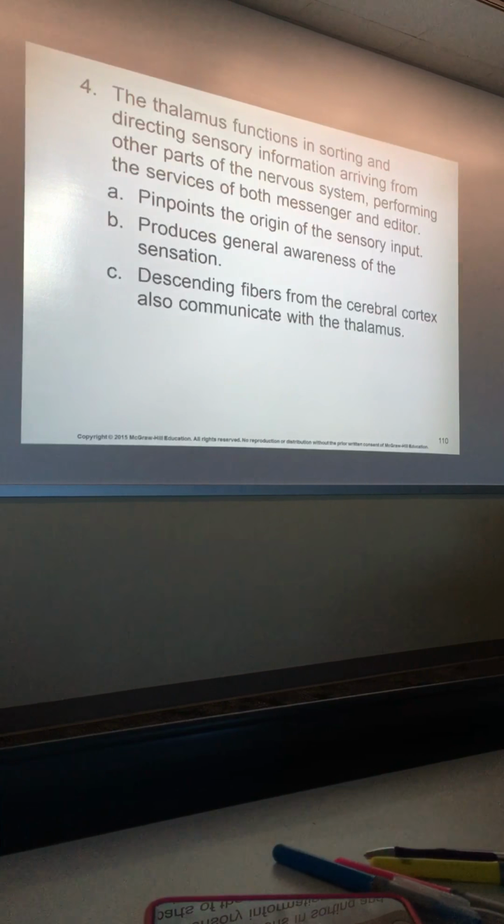Now, if that much is true, Mr. Gilmore, we're able to see the thalamus functions in sorting and directing sensory information arriving from other parts of the nervous system, performing the services of both messenger and editor. It pinpoints the origin of the sensory input, produces general awareness of sensations. Descending fibers from the cerebral cortex also communicate with the thalamus.